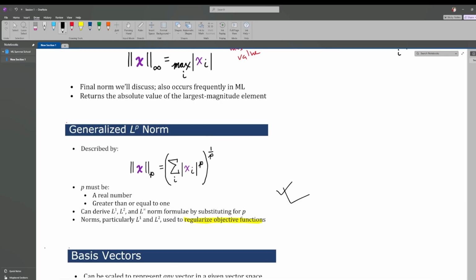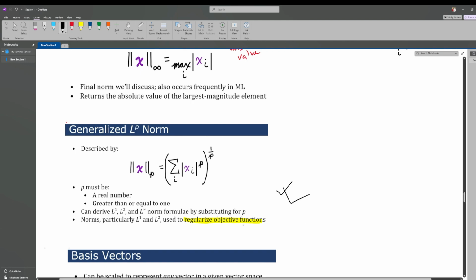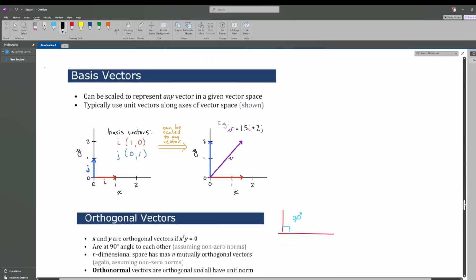So when do we use that? You can see this p can be a real number greater than or equal to 1, and we can derive the L1, L2, L infinity norm formulas by substituting for p. Also, norms, particularly L1 and L2, are used for regularized objective functions. This is what is going to be important and handy later on. Just keep this in mind. I know this is very overwhelming if you're watching it for the first time, but just hang on with me.